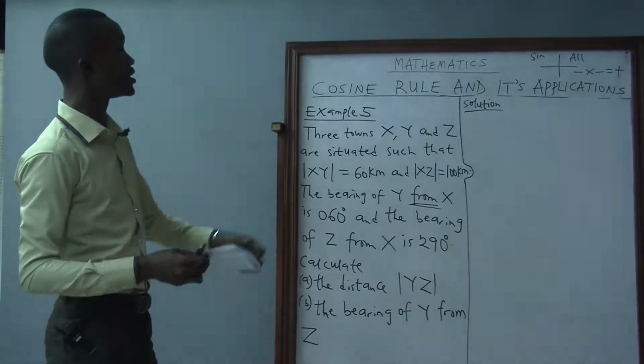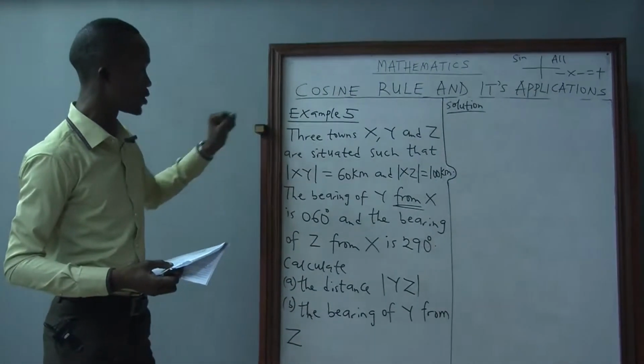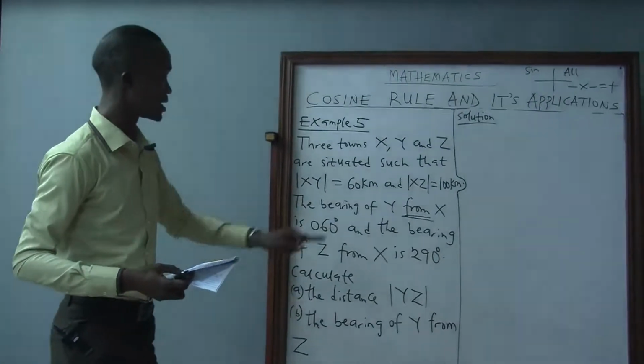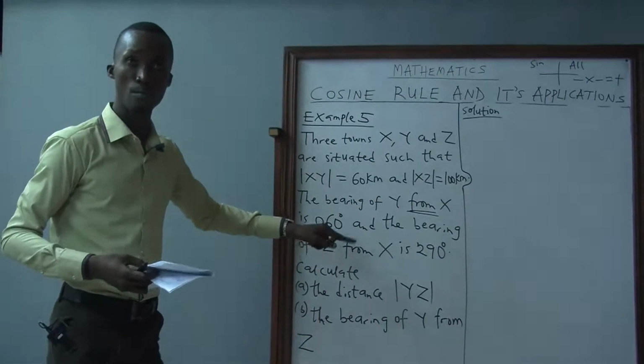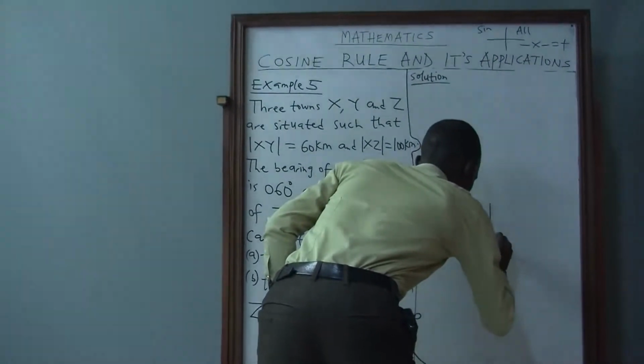Now the first thing we do is sketch the diagram. If you look at the question carefully, we notice that the two bearings are taken from point x. So we draw our cardinal points for x.